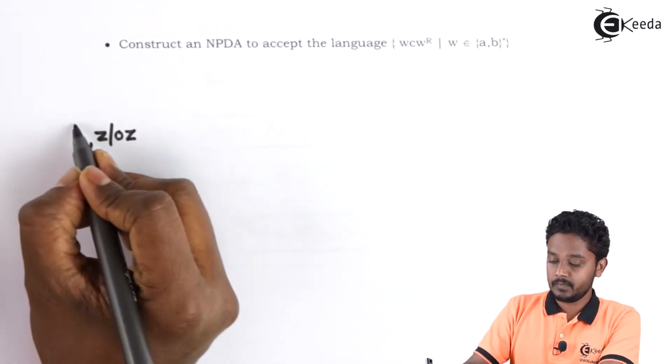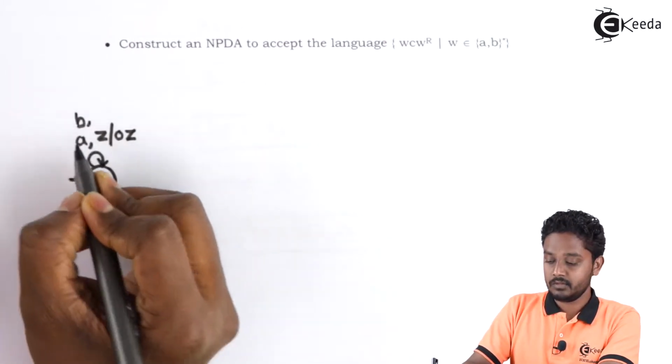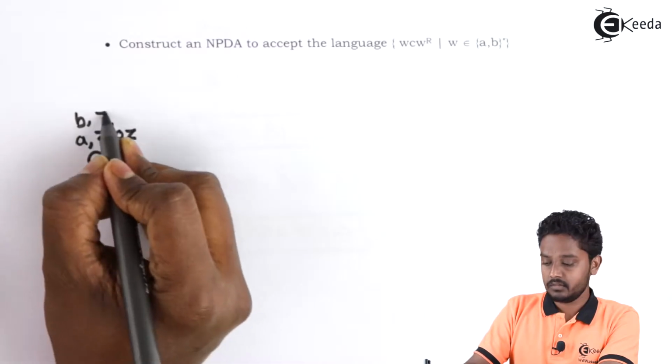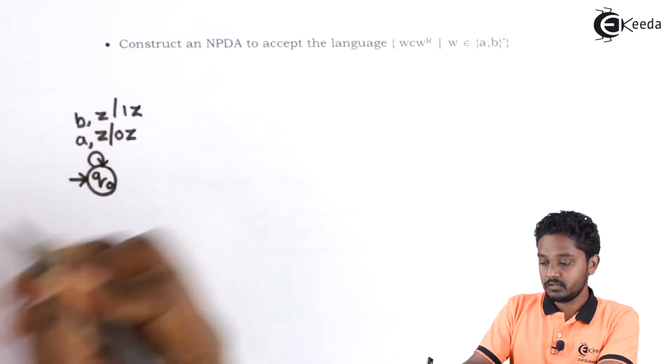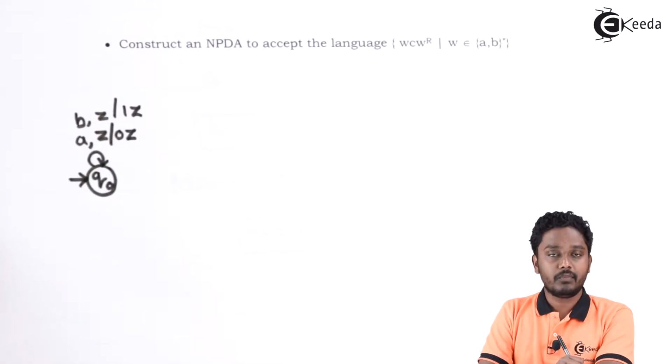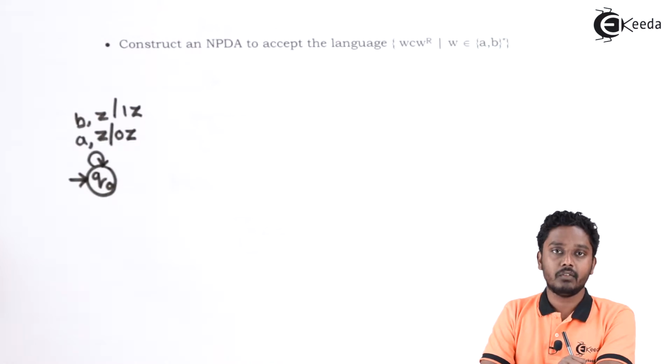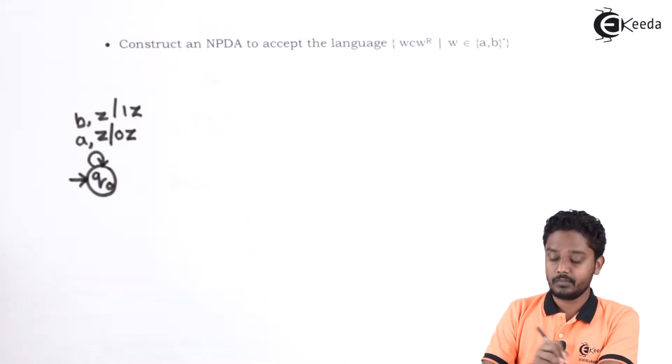Similarly, B on a Z would get 1Z. Once we encounter some A or B, there might be some 0 or 1 on the stack, so we will have transitions for them as well.